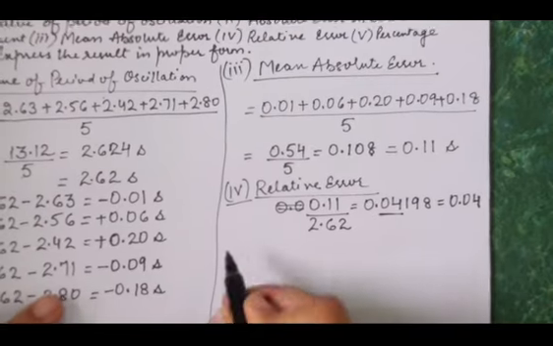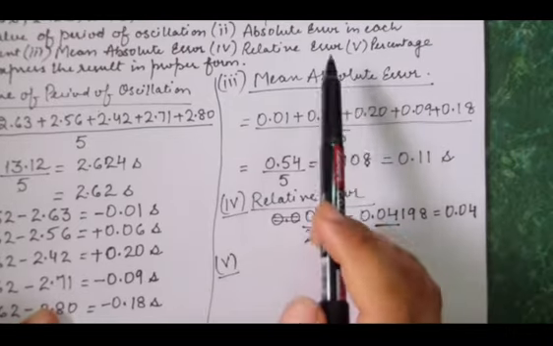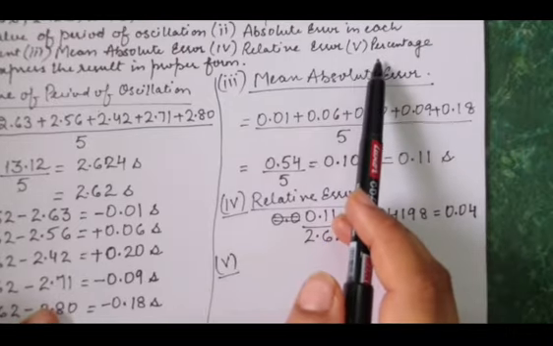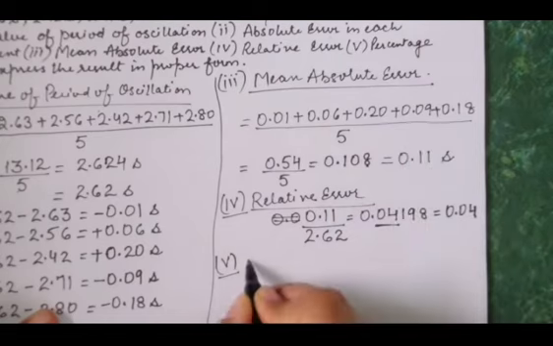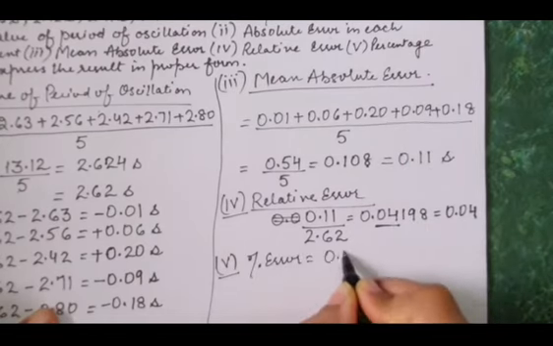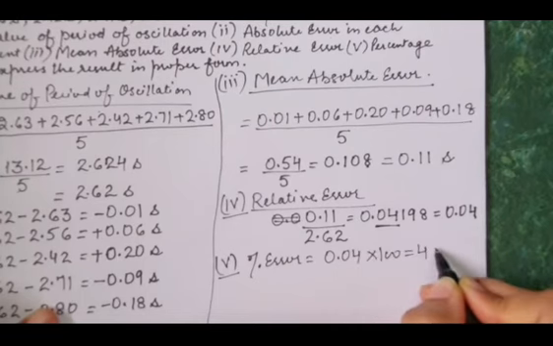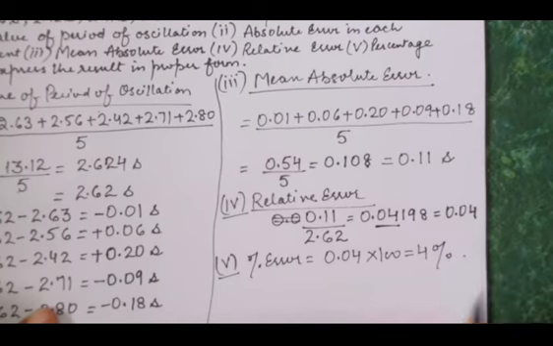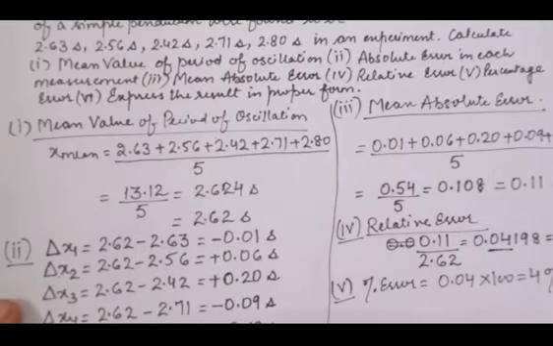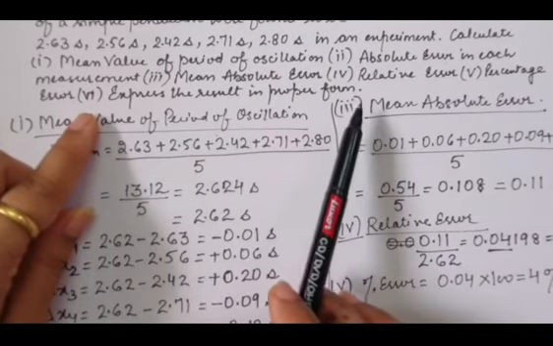Now let's calculate the fifth part, the percentage error. The percentage error is the relative error, which is 0.04, multiplied by 100. So this percentage error comes out to be 4%. Fine. Now let's do the last part: express the result in the proper form.